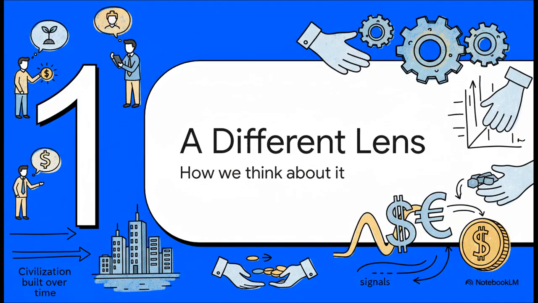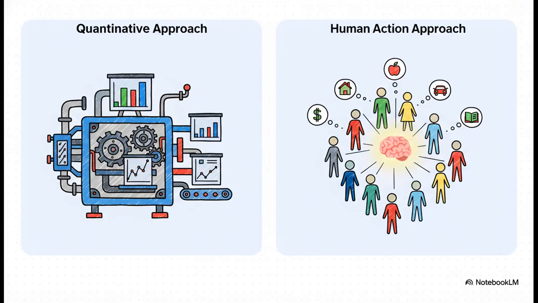So the book starts with this absolutely crucial distinction. It argues that there are two fundamentally different ways to look at an economy. And the lens you choose to look through can lead you to completely opposite conclusions. Okay, so on one side, you've got what's called the quantitative approach. This is what you see in a lot of textbooks. It basically treats the economy like a big machine. It measures things like GDP and unemployment and looks for statistical patterns.